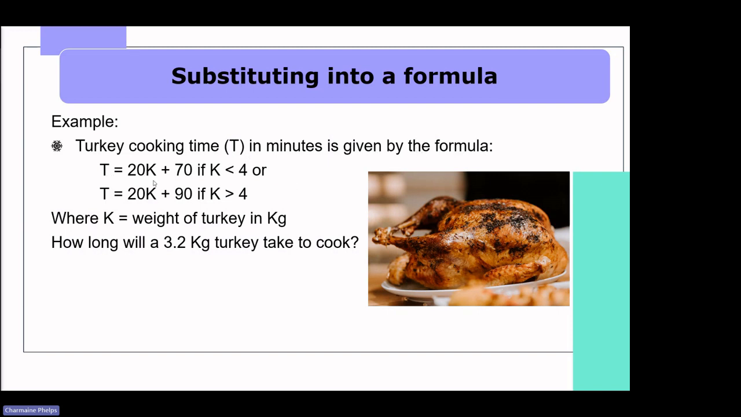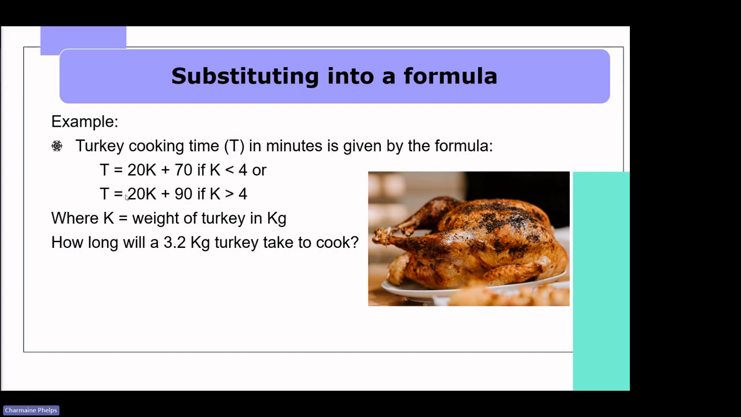So there's two formulas here. So T equals 20k plus 70 if k is less than 4. So this symbol means k is less than 4. The way I remember these symbols, because if you said write me the symbol for greater than or less than, I might get a bit confused, is I always think of the pointy end as the small end, and so it's pointing at the smaller one. So k is less than 4 here. 4 is the bigger one because it's at the bigger end.